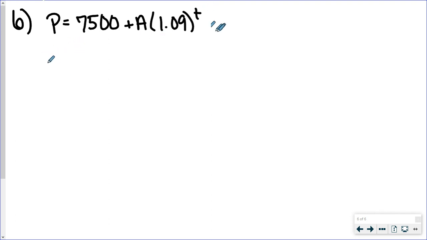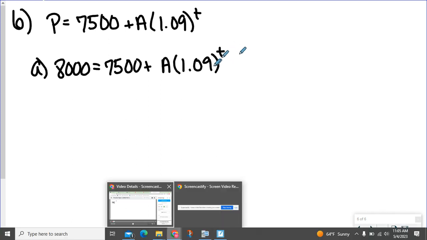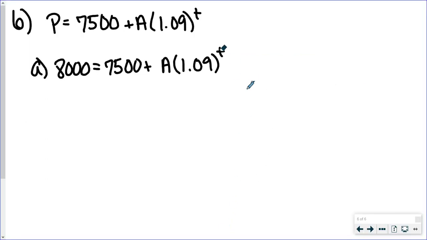So all I do is plug 8,000 in for P. So 8,000 is equal to 7,500 plus A times 1.09 to the T power. Sorry, it said in 2000, so I know T is 0. Anything to the 0th power is 1, and A times 1 is just A. So subtract 7,500 here, and we should know that 500 is equal to A.